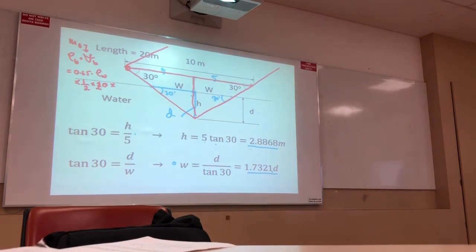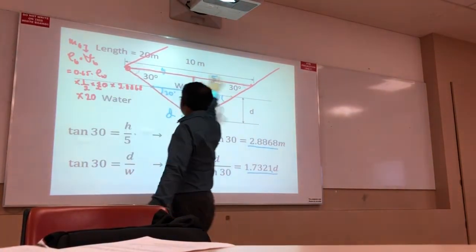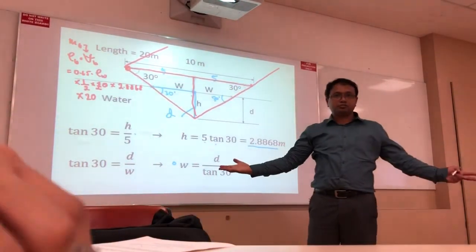H, right? So H I know, which is 2.8868, right? 8868. Times the length, 20. Very good. Then I can calculate the weight of the barrage, the red portion.